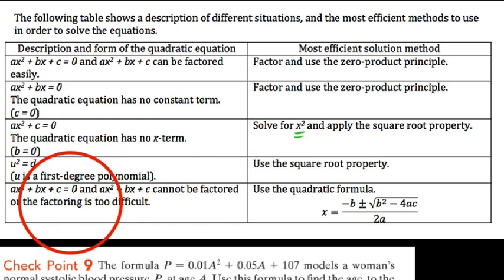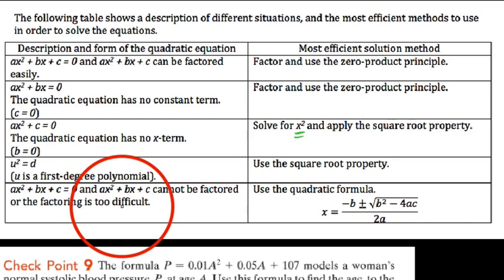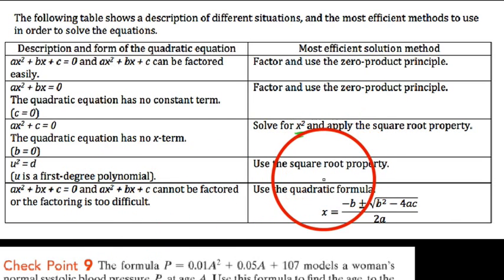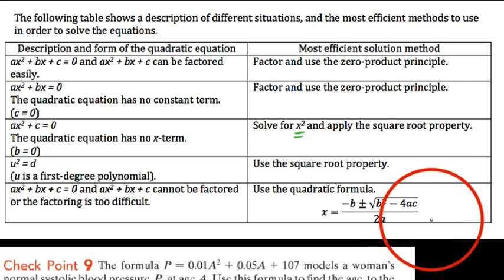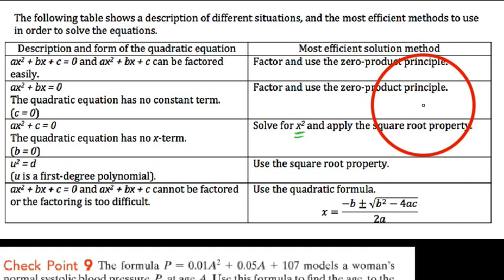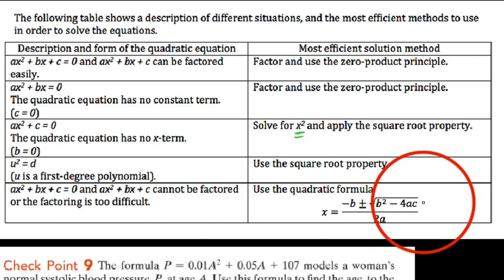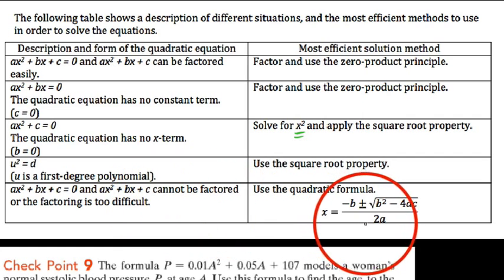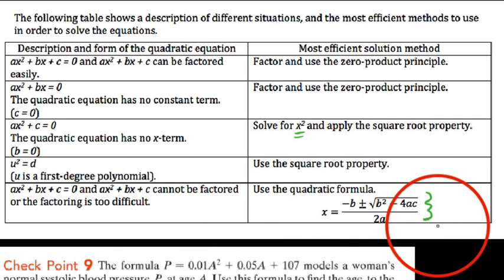And last but not least, if it's ax squared plus bx plus c equals 0 and it can't be factored, or at least the factoring is just too difficult to perform, then we'll use the quadratic formula. You'll notice that nowhere did I say solve it by completing the square, even though it's an important method and we want to know how to use it. Basically, we're either going to factor it or use square roots, and if we can't do either of those things, we'll write it in standard form, set equal to 0, and apply the quadratic formula.